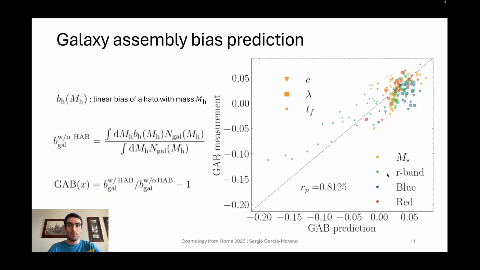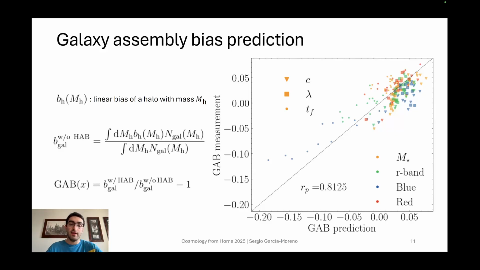Once we have modeled both halo assembly bias and occupancy variation, we can proceed to predict galaxy assembly bias. To do that, we will first express the linear bias of any given galaxy sample with this expression. Here we have an integral over halo mass of the linear bias of a halo with that mass, weighted by the number of galaxies inside halos with that mass. This is then normalized by the total number of galaxies inside the sample.